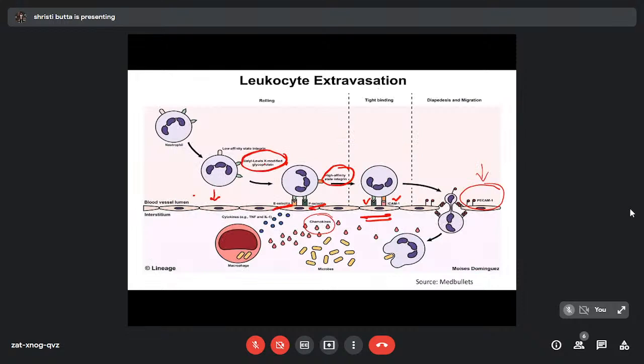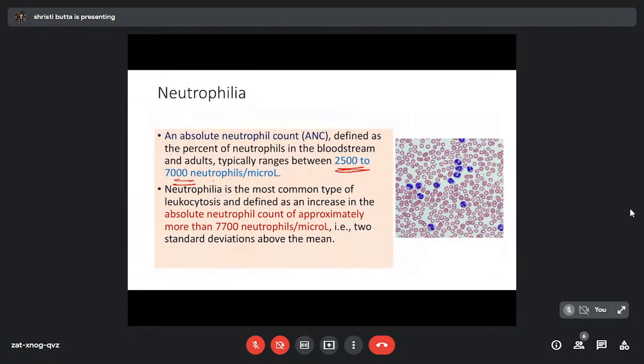Now, neutrophilia. An absolute neutrophil count, defined as the number of neutrophils in the bloodstream in adults, ranges from 2,500 to 7,000 neutrophils per microliter. Anything which exceeds 7,700 per microliter, that is, at least 2 standard deviations above the mean, is referred to as neutrophilia.